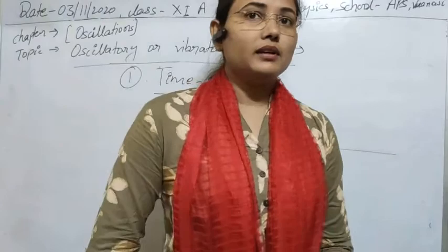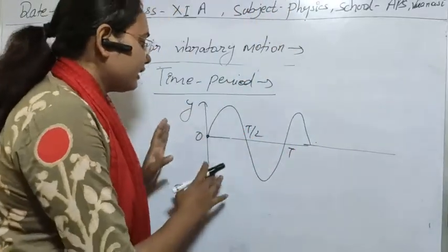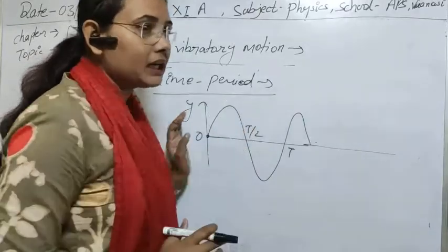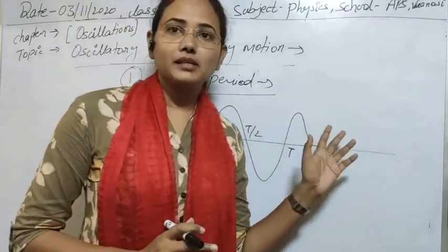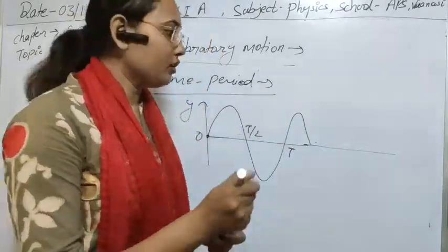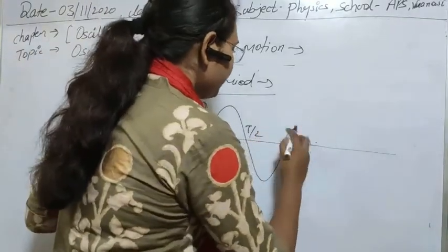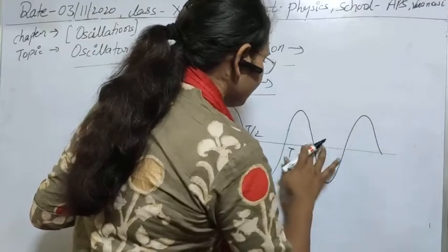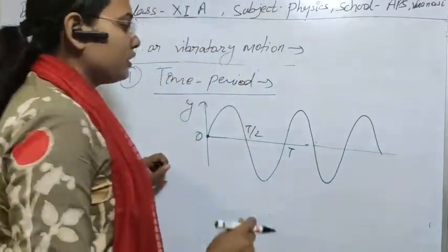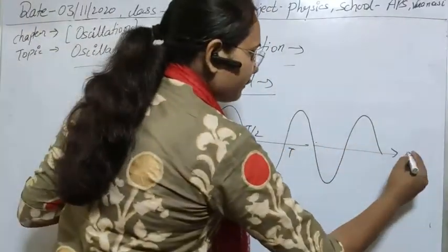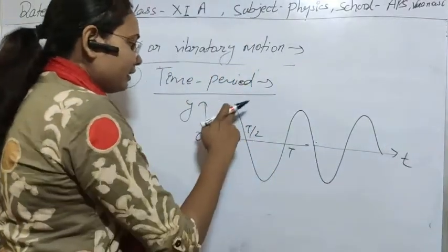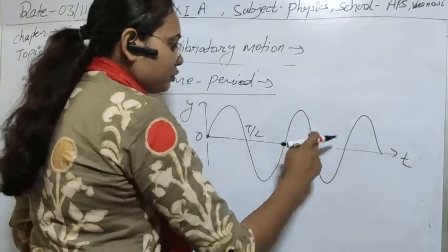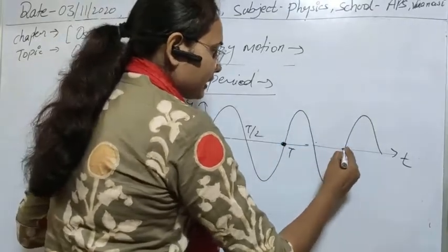So the time period is what? That is, the minimum interval of time after which the periodic motion repeats itself is known as the time period of the motion. Suppose we are taking the example of a sine wave, and here we are seeing that the sine wave is traveling in this form. In this waveform, as you are seeing, the sine wave is repeating at this point, and again it is repeating at this point.